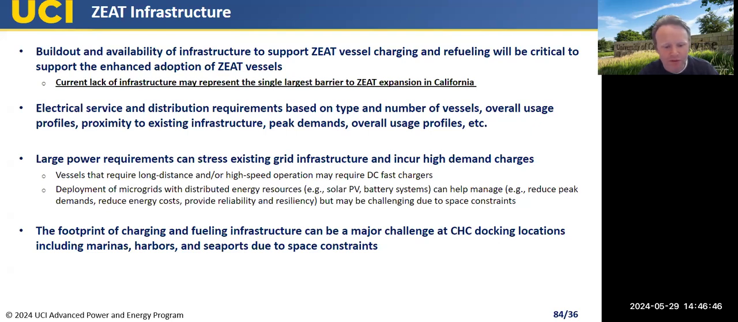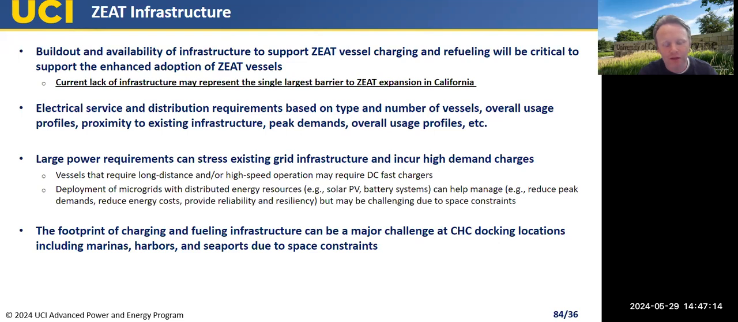So I think in most situations where those are needed, they're considering a microgrid approach, right? So they're not just putting in chargers, they're putting in battery systems to buffer that, right? So the vessel can fast charge from the battery system, and then you can AC charge the battery during the rest of the time. Or also putting in solar PV is another example to manage this challenge, reduce your costs, provide reliability, resiliency, et cetera.